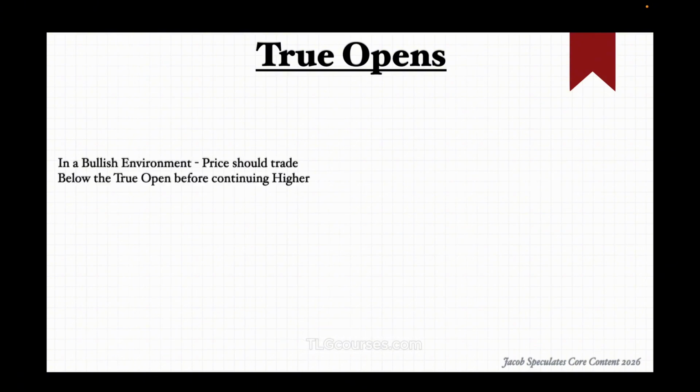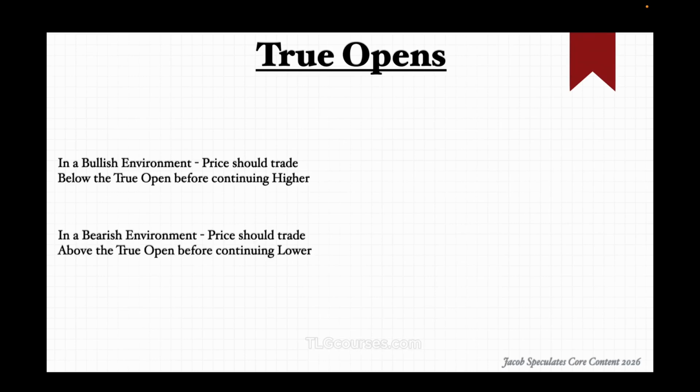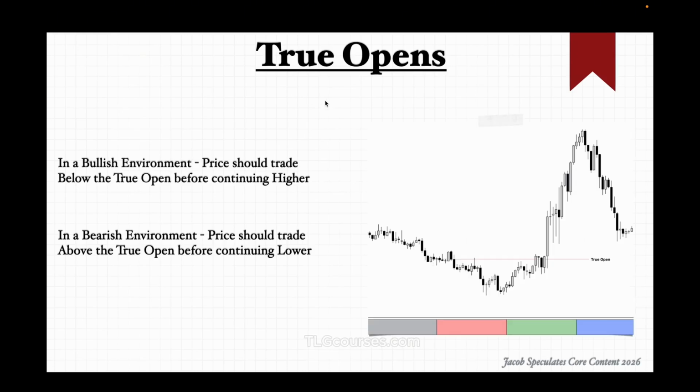All right, and now digging deeper. So in a bullish environment, price should trade below the true open before continuing higher. And in a bearish environment, price should trade above the true open before continuing lower. So a quick example of that, as we can see, here we have a chart example. So this would be Q1, this is Q2, this is Q3, and this is Q4.